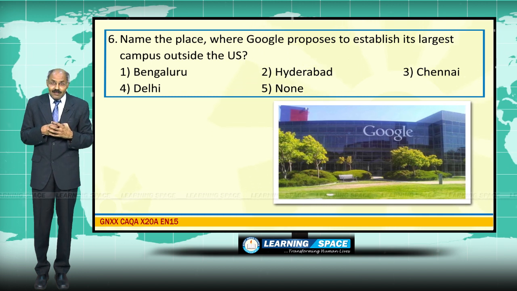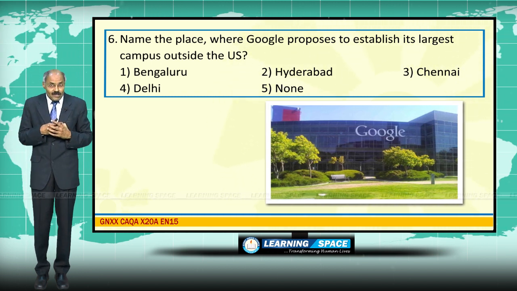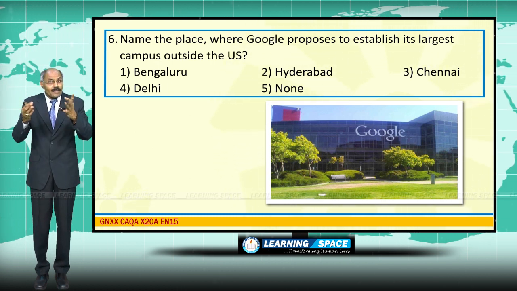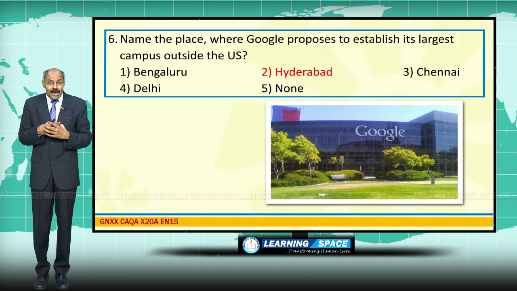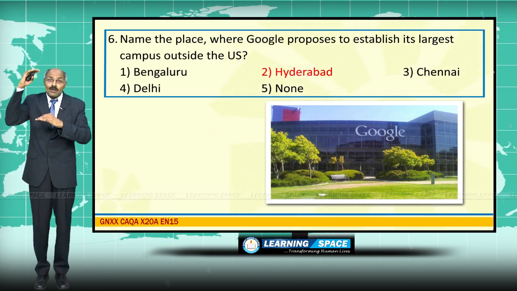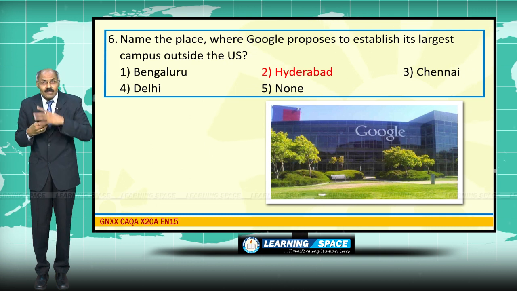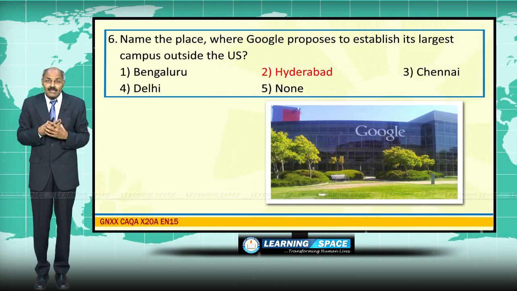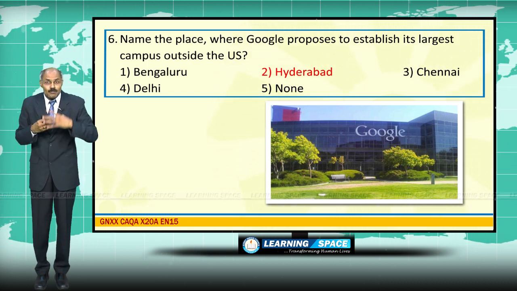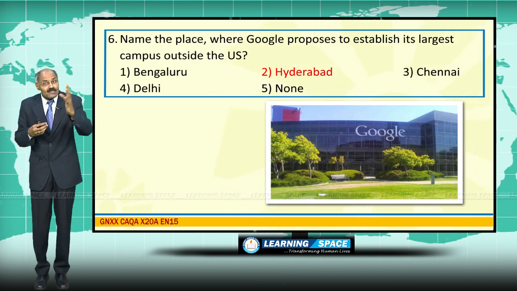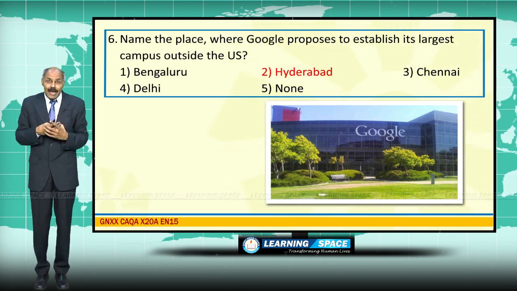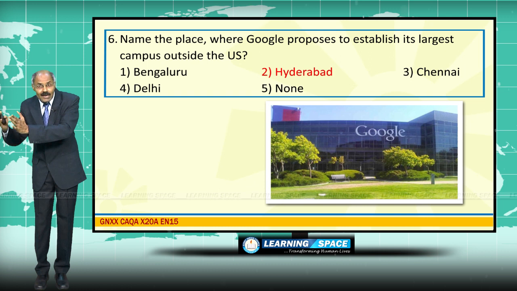Outside the United States of America, Google proposes to establish its biggest campus outside the US in Hyderabad. At present the headcount is 6,000. Once that is established, the headcount will go up to 13,000. It is going to be established in 2 million square feet area in 7.2 acres, and Google is going to spend 1,000 crores of rupees for this expansion. So, Google is going to establish the world's largest campus outside the United States of America in Hyderabad.